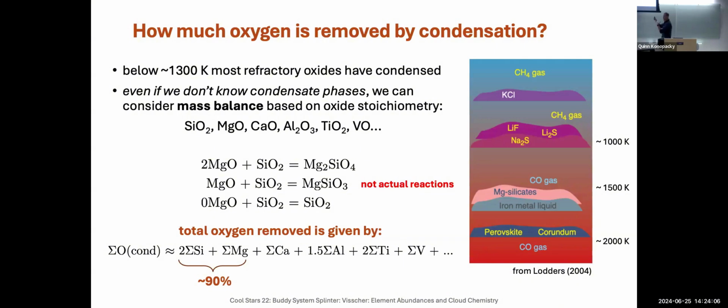But we can add these up as long as we have mass balance, so we can make forsterite, enstatite, or quartz, and 0 MgO plus 1 SiO2 equals 1 SiO2. And when we do this, we find that most of the oxygen that is removed, which is about 20%, about 90% of that 20% is really just due to silicon and magnesium. So we can really focus on those particular elements when we're thinking about how much oxygen actually gets taken out.